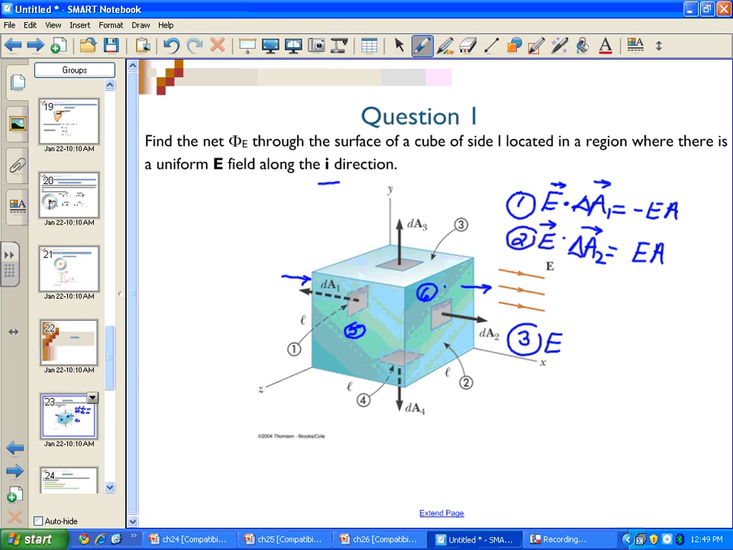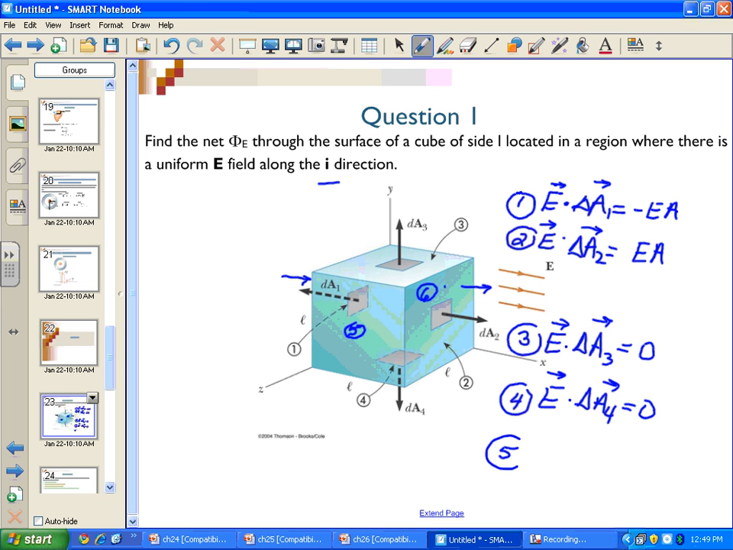In this case, the electric field dotted with the area normal for face 3 is equal to 0 because the angle between the electric field direction, which is in the i-hat direction, and the area normal of face 3, which is along the positive j-hat direction, is 90 degrees, and the cosine of 90 degrees is 0. Likewise, we can say the same for face 4, because the angle here again is 90 degrees.